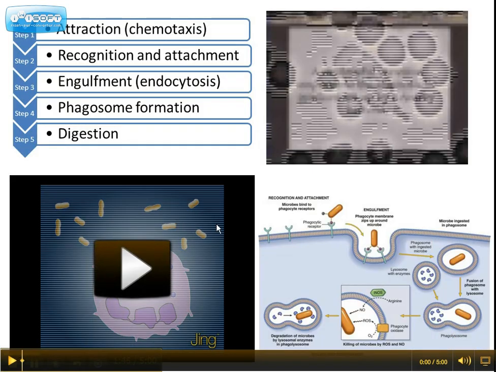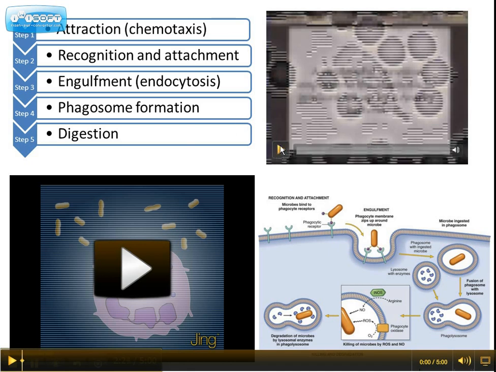So let's look at the process of phagocytosis. There are 5 steps. First of these is attraction, then recognition of the pathogen and attachment to the phagocyte, then engulfment, which is where the phagocyte actually wraps itself around the pathogen through a process known as endocytosis. Once it's done that, it can form a phagosome and isolate the pathogen in a vacuole inside the cell, and then finally, using hydrolytic enzymes and free radicals and hydrogen peroxide, it can digest and break up that pathogen so it's no longer harmful. So let's look at these stages in a bit more detail.